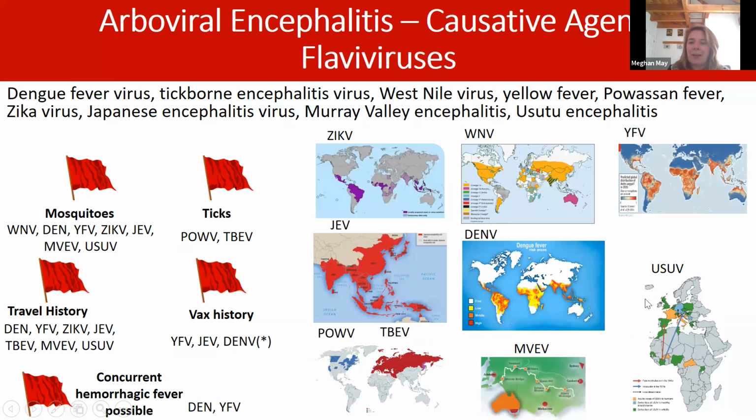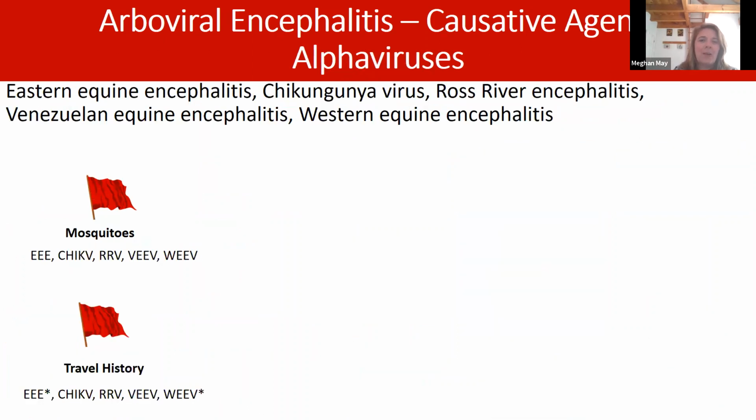All right, then we get Usutu virus, West Africa, and then spread into Europe and now circulates all over Europe. Last three, Zika, dengue, yellow fever, between the two tropics, all over the world. Okay, so there are some buckets to put things in. All right. Those are our flaviviruses.